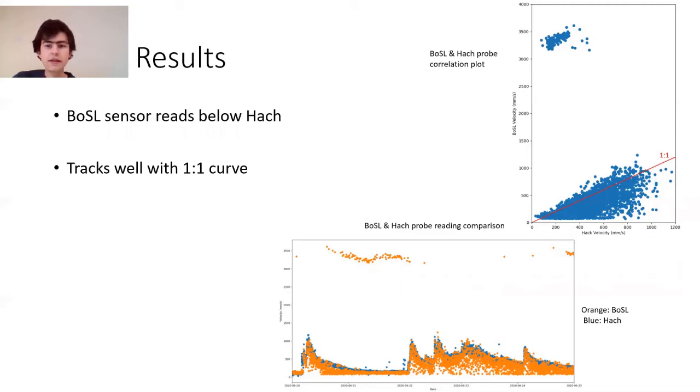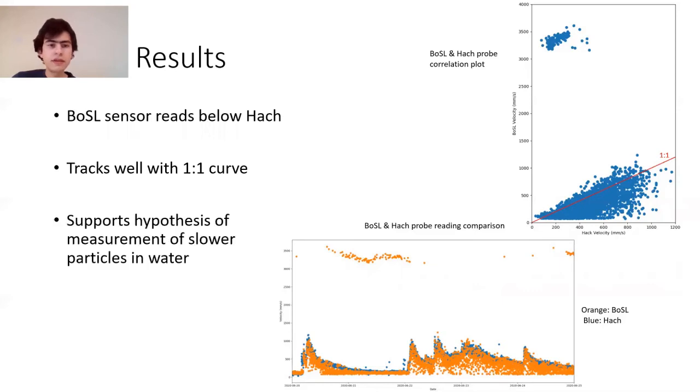And we see that the sensor reading below supports our hypothesis of the measurement of slower moving particles in the water. Because if it's measuring slower moving particles, we expect it to measure below the fastest velocity, or the velocity of the water, which is what the Hacke velocity measures.